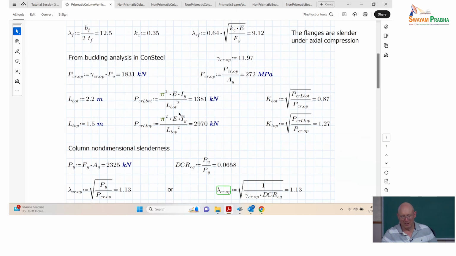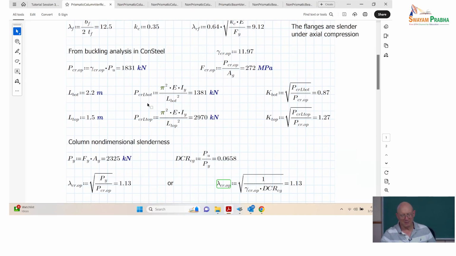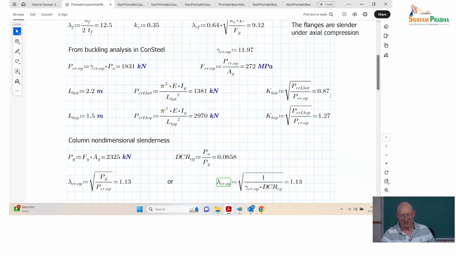So if we take this load, 1831, and equate that to pi squared EI divided by KL squared, and solve for K, that's essentially what I'm doing on these next two lines. I can see that my bottom unbraced length has an effective length factor of 0.87. Less than 1. Why less than 1? More fixed. Okay, why is the top one greater than 1?